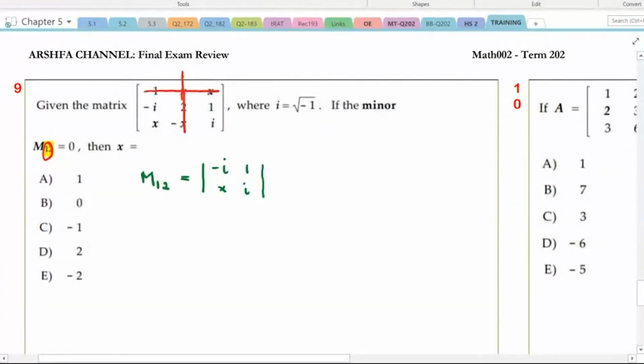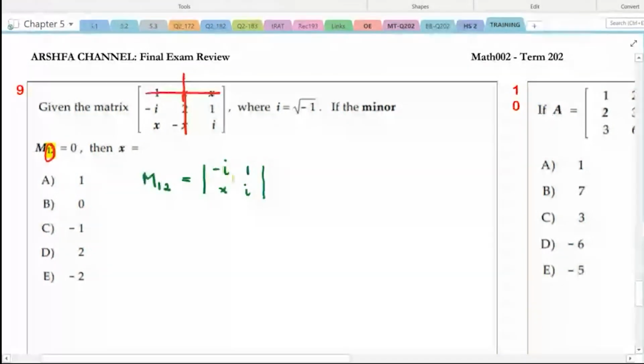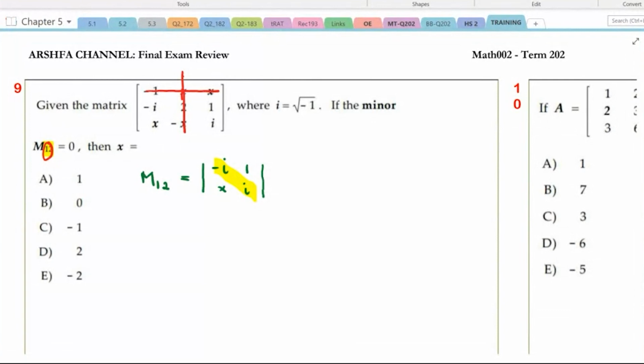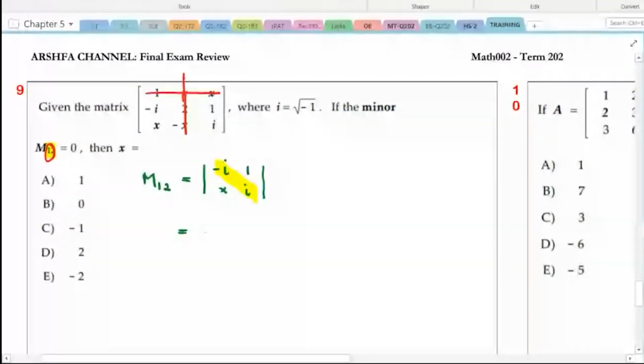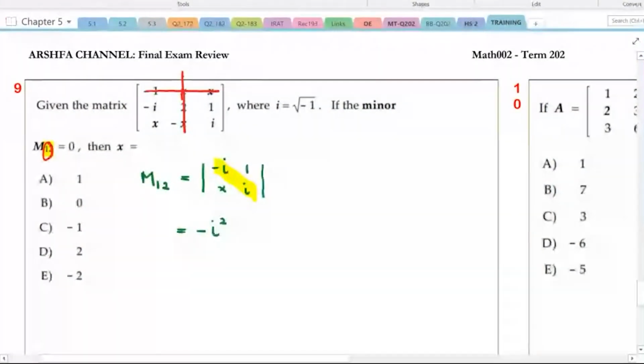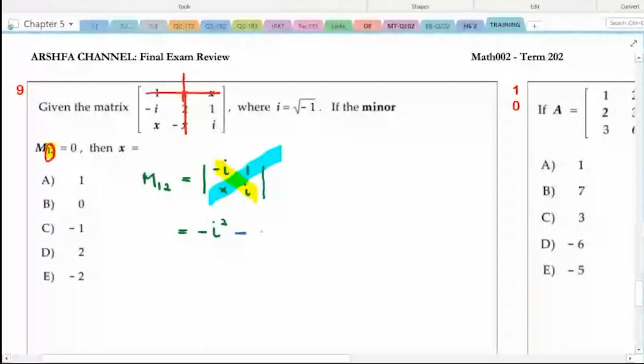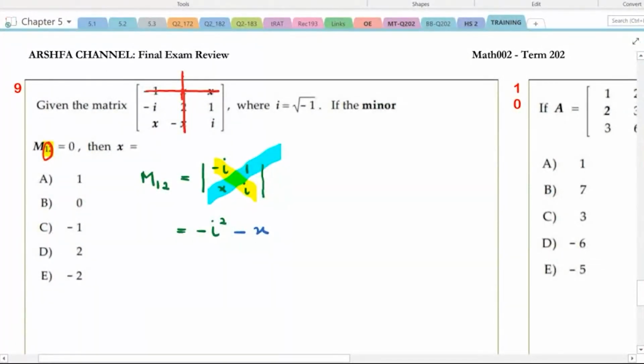So we know how to find the determinant easily for 2 by 2, right? Gentlemen, remember, what do we do? We multiply first the main diagonal, right? So this is going to be equal to minus i all squared, right? And then we say minus the opposite of the main diagonal. So this is going to be minus x, because x multiplied by 1 is going to give us x.